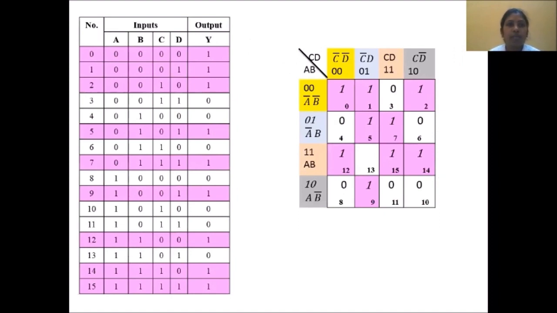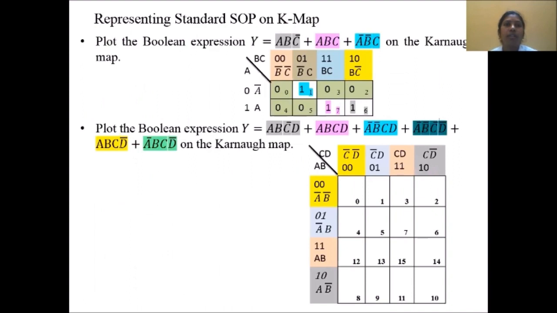Similarly, for four variables, we have four variables here. A, B and C, D are written across the coordinates and Y values are written inside the cells. So the order that is specified for a four variable K map is satisfied here. The elements should be written in the specified order.